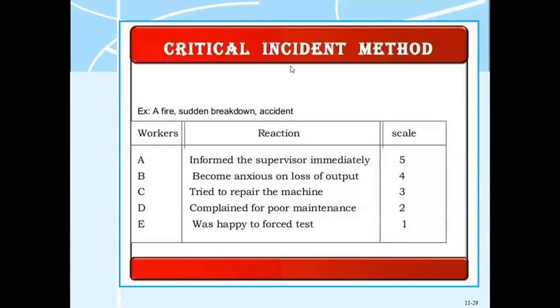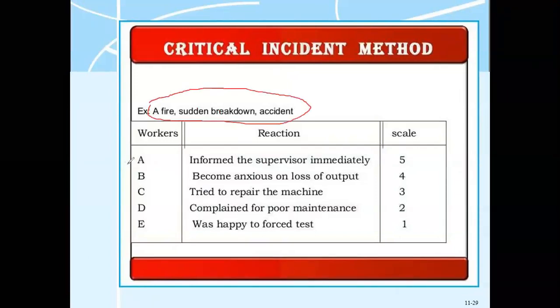The example is: a fire or sudden breakdown accident happened in a particular organization. Then, at scale 5, a worker informed the supervisor immediately. B, became anxious over loss of output, 4, like this the scale is there. Tried to repair the machine, 3 is there. Complained about poor maintenance, 2 is there. Was happy to force test, 1 is there, right? So like this.